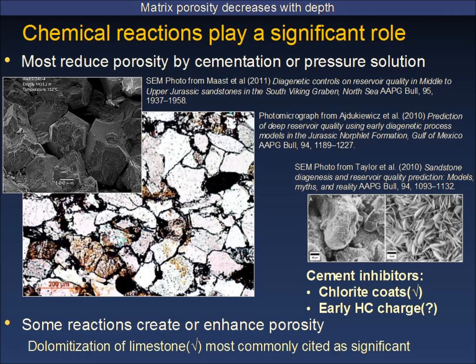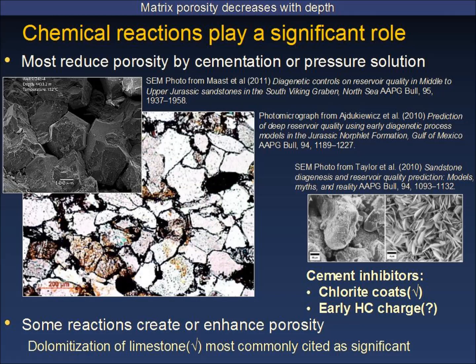So to find porosity preserved at depth, you need to look for play fairways in which cementation and dissolution at grain contacts has been inhibited. We know that things like chloride coats inhibit cement. Early hydrocarbon charge, I believe, inhibits cement. That's controversial in some places, but my experience has been in that way.